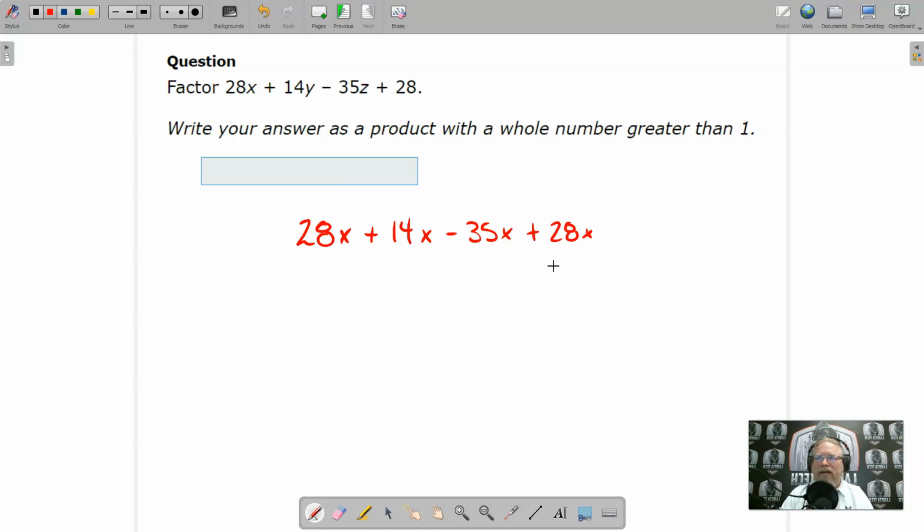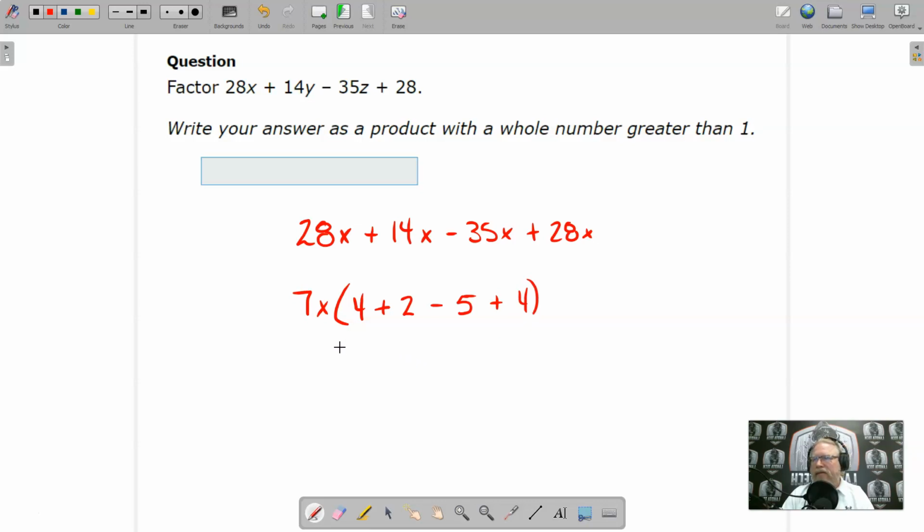So what do they all have in common? It looks like 7, right? 7 times 4 is 28, 7 times 2 is 14, 7 times 5 is 35, so it looks like 7 is going to be there. And notice they all have an x that I can take out, so I'm going to take out the x as well. So 7 times 4 is 28, so I'd be left over with a 4 there. So we took out the 7 and the x. And here 7 times 2 is 14, so I'd be left with a 2. And also I took out the x, so that's not there. And minus, and 7 times 5 is 35, so I'd be left with a 5 here. And I took out the x, so I don't need it. And finally, again, I would have another 4.